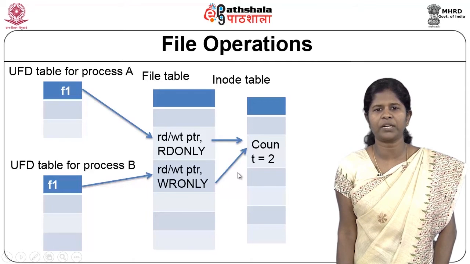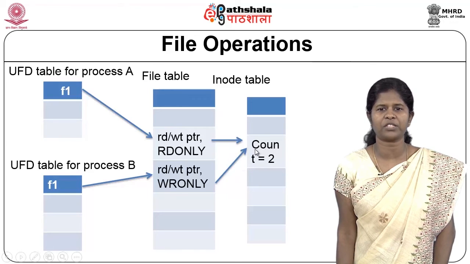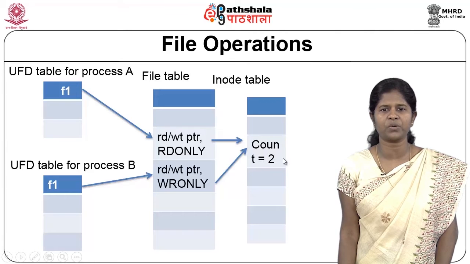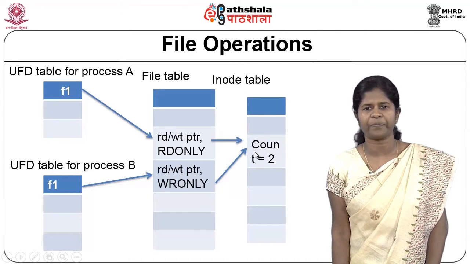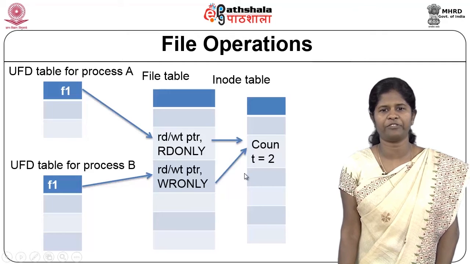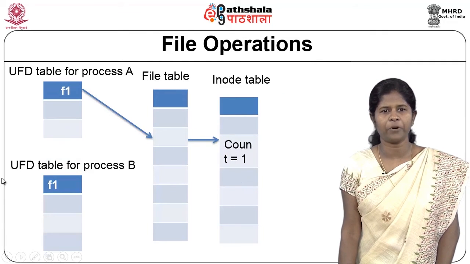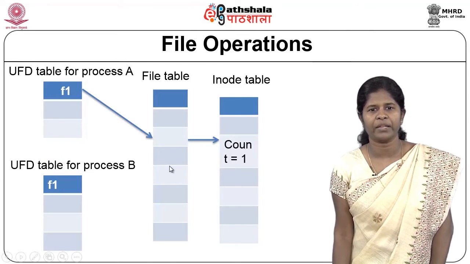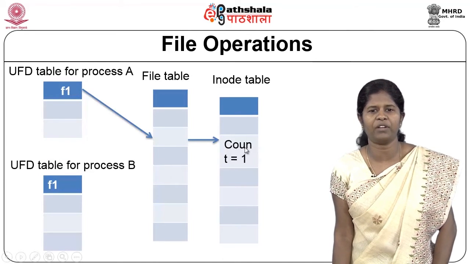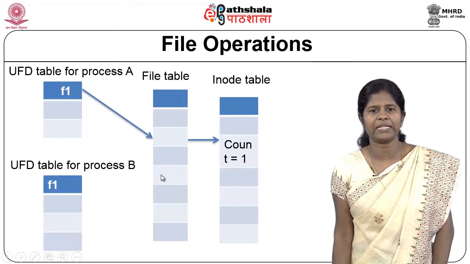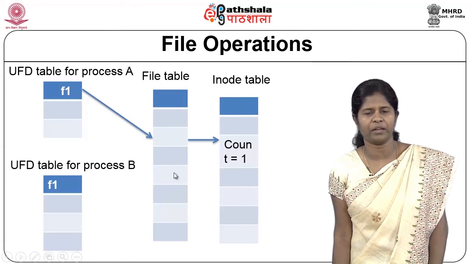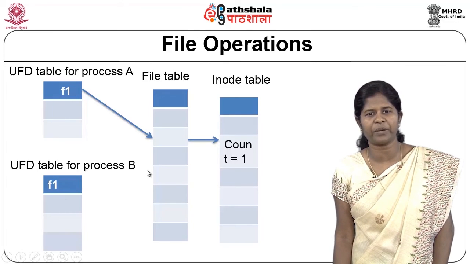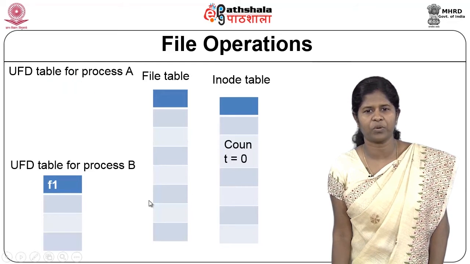And since both the entries in the file table are pointing to the same entry in the inode table, the count here is maintained as 2, saying that 2 processes have opened this particular file. Suppose process B has closed the file, then in that case this count here will be decremented from 2 to 1, and its entry in the file table will be removed, and the pointer from the UFD table to the file table will also be removed.